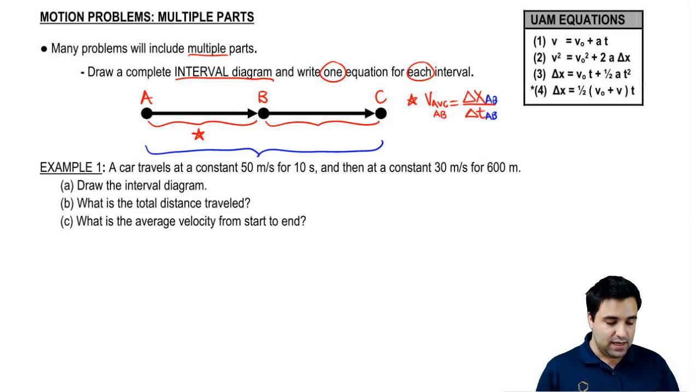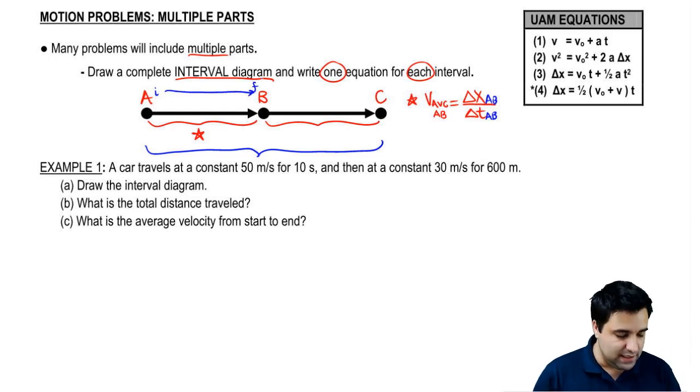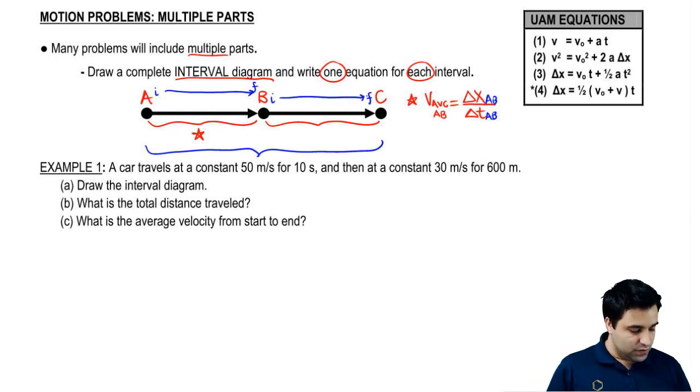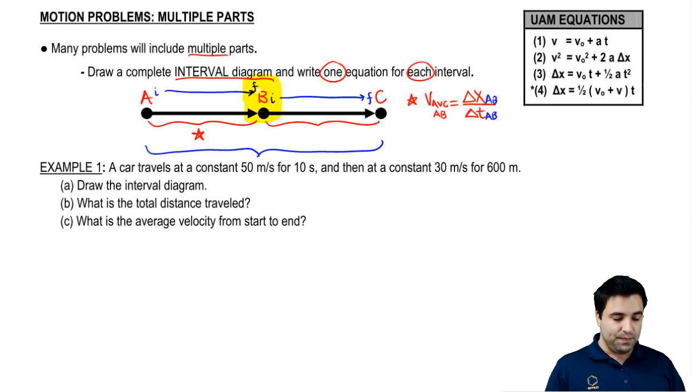The other thing I want to talk about is the idea that if I'm going from A to B, this is my initial and this is my final. But if I'm going from B to C, B is my initial and C is my final. So this presents a potential problem because B is the final velocity for the first interval and the initial velocity for the second interval. And that's not a problem in itself. The problem is that if you have a long question with a lot of different variables, you might get confused. You might get caught up trying to remember that the final velocity in one is the initial velocity of the other.